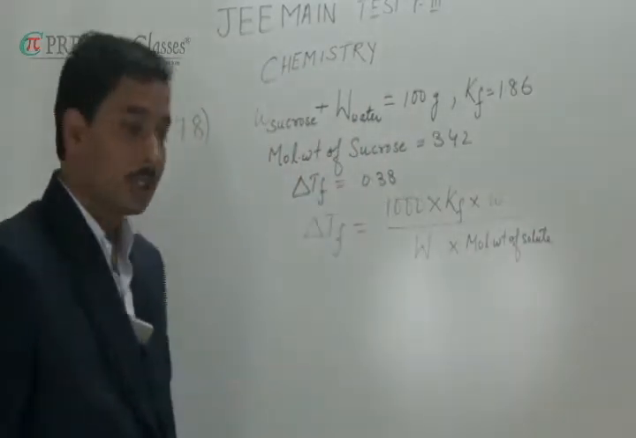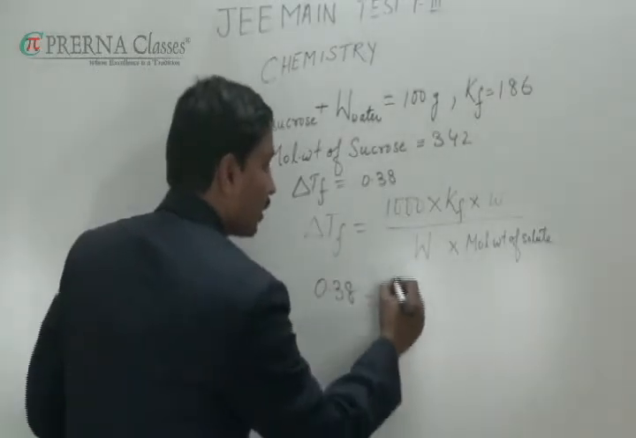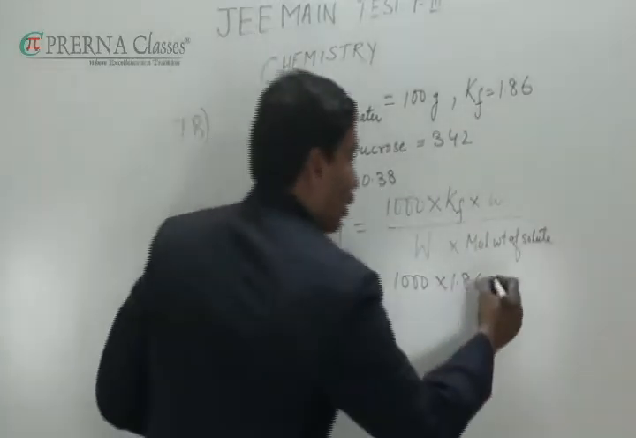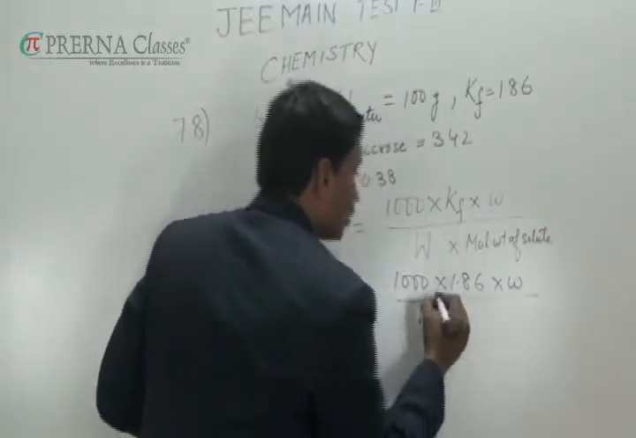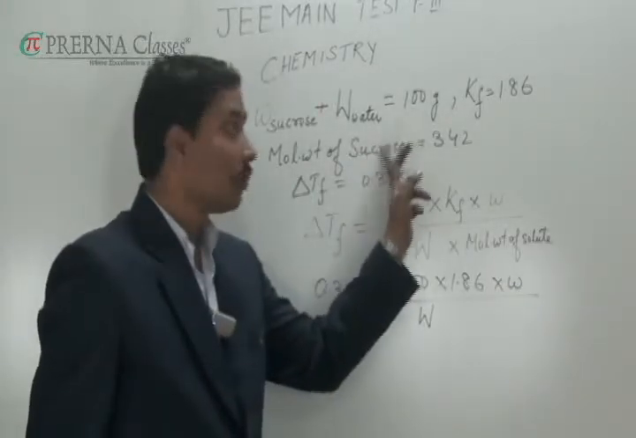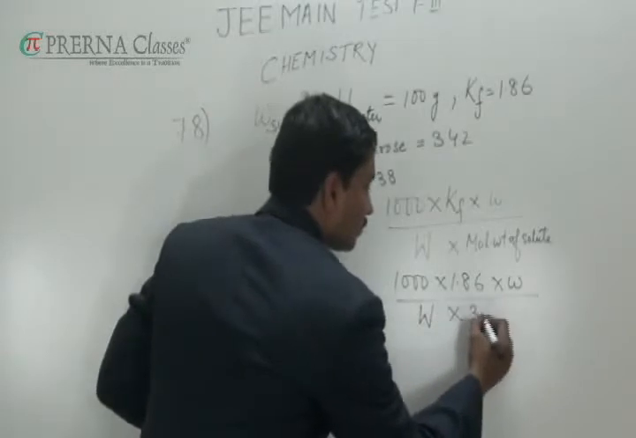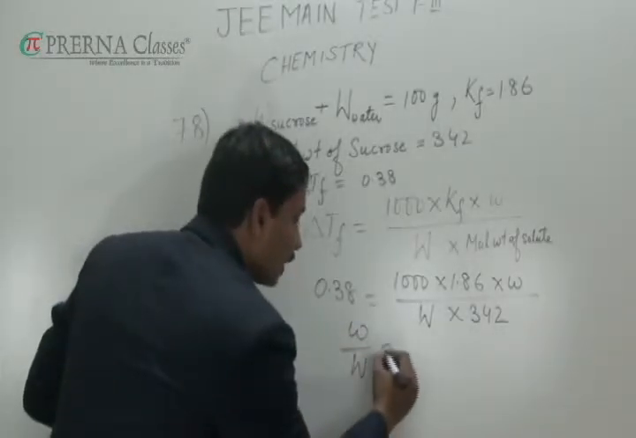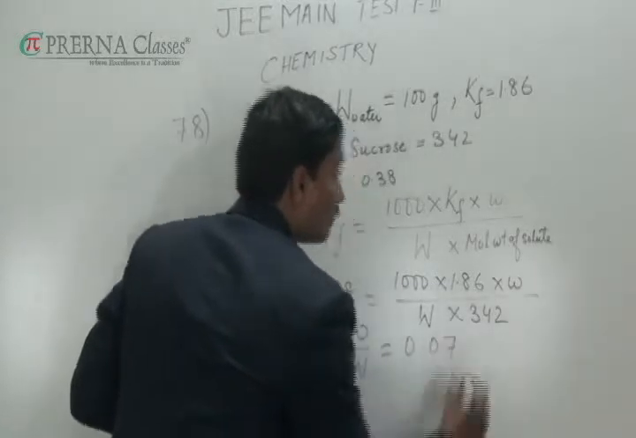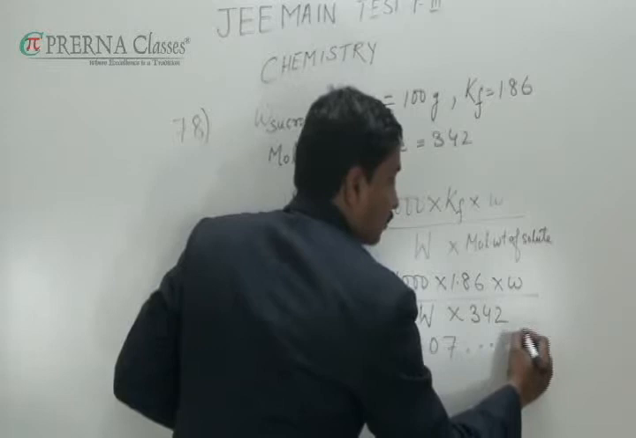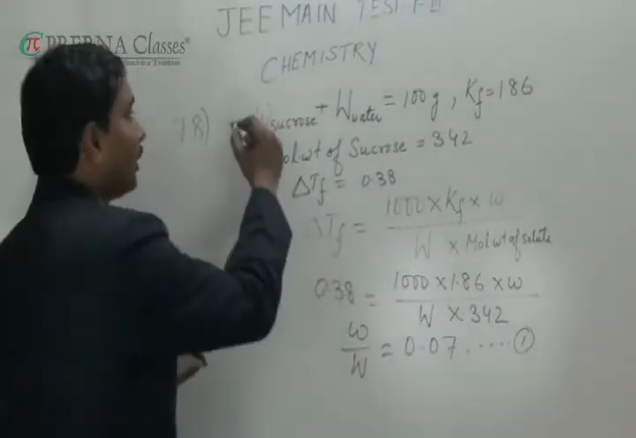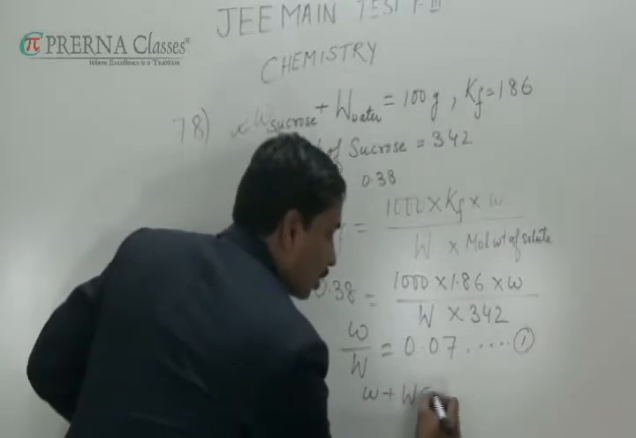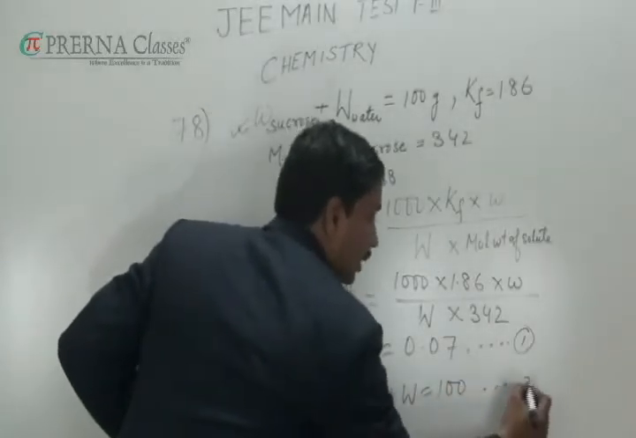So del Tf value is given 0.38, so we can write 0.38 is equal to 1000, Kf value is given 1.86 and molecular weight of solute, that is sucrose, is given 342. On solving this, we will get W by capital W is equal to 0.07. This is equation 1, and we know that weight of the sucrose plus weight of the water is 100 grams. So we can write W plus capital W is equal to 100. This is equation 2.